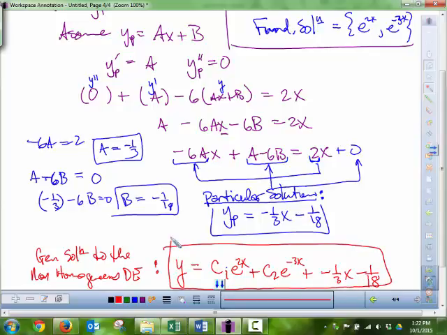And I would check this if I had more time. But if you were to take the derivative a couple times and plug it back into the very original non-homogeneous differential equation, we should get this thing to work out. Okay?